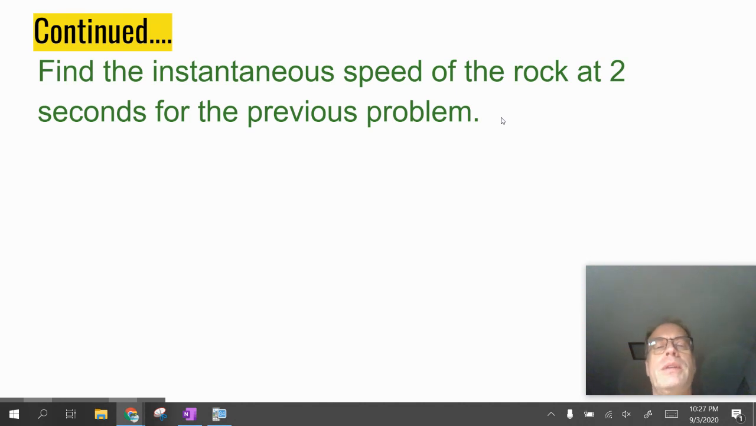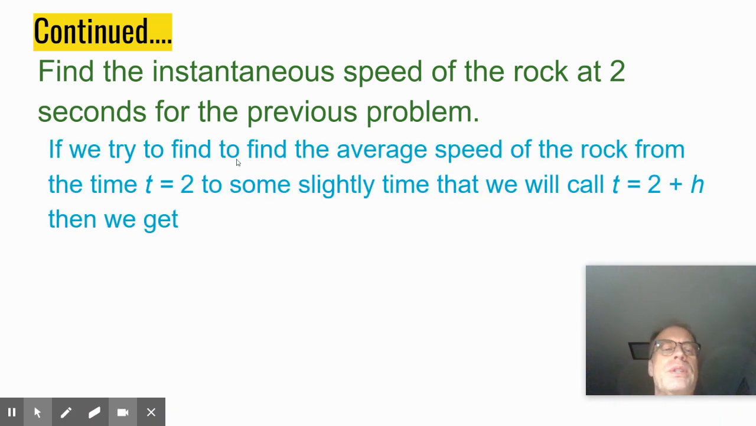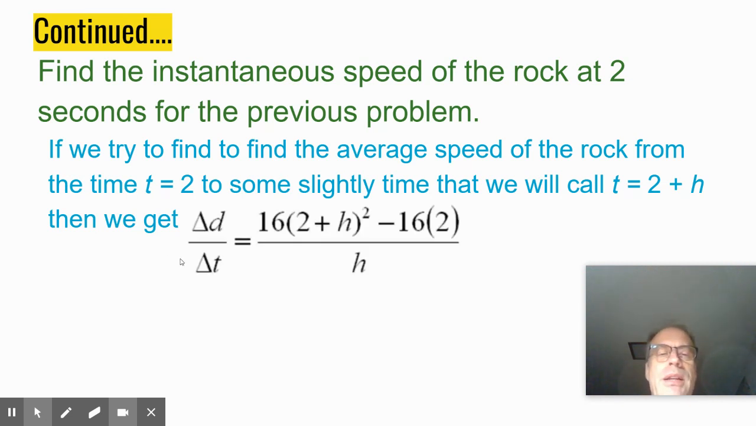I'm going to try and come up with a slope again, but this slope's going to be a little bit weird because I want to find the time at 2, and I'm going to say I'm creating some artificial time at 2 plus h. Now, when I substitute these values into that 16t squared again, I'm going to get this expression. I just substituted in 2 plus h here, and this is going to be 16 times 2 squared. I dropped the squaring there.